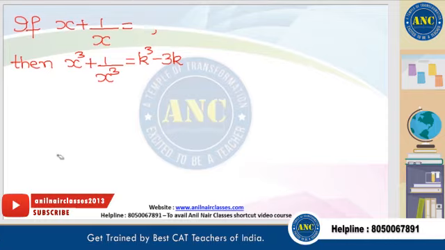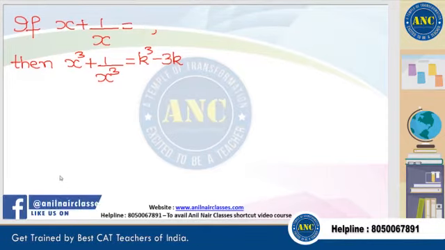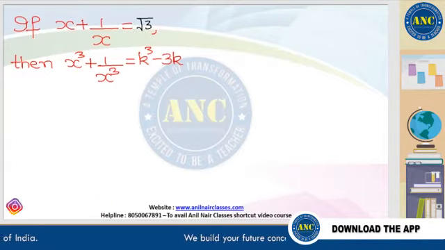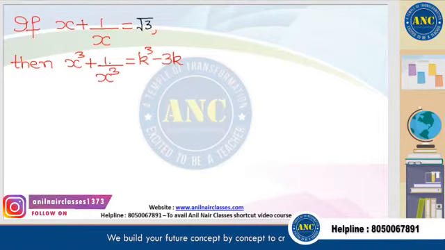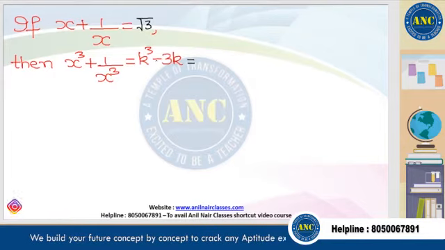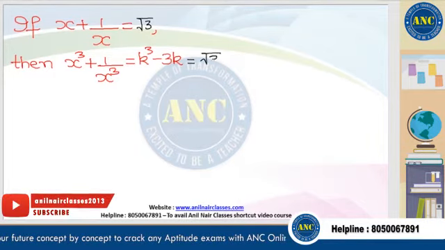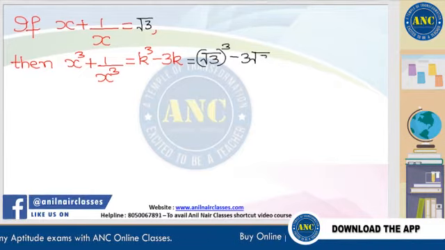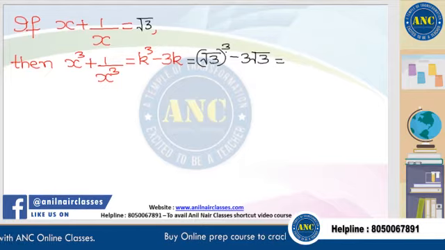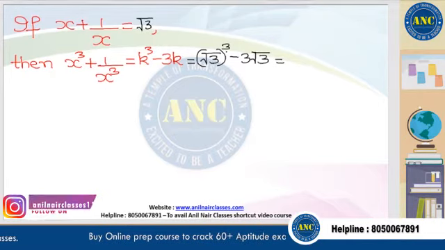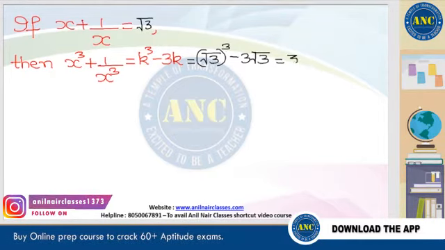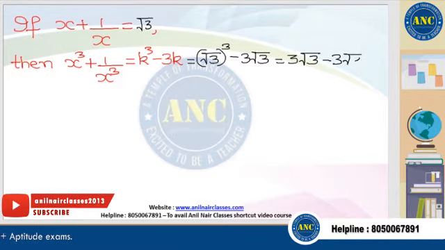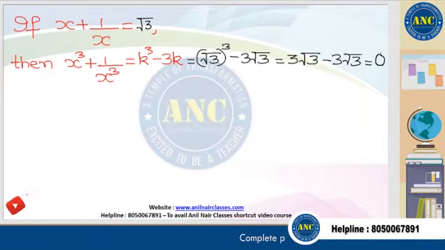Now I am specifically converting that particular constant as root 3. Suppose if x plus 1 by x is equal to root 3, then x cube plus 1 by x cube is equal to k cube minus 3k. That means it is root 3 whole cube minus 3 into root 3. Root 3 whole cube is root 3 whole square into root 3. Root 3 whole square is nothing but 3. It is 3 root 3 minus another 3 root 3. 3 root 3 minus 3 root 3 is 0.